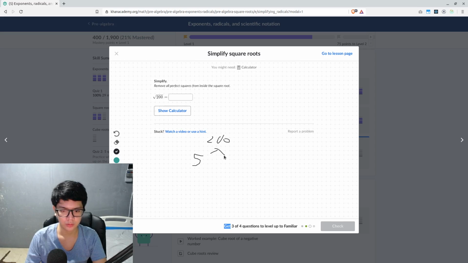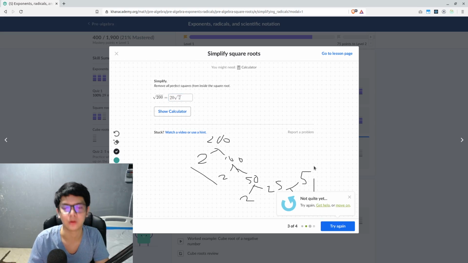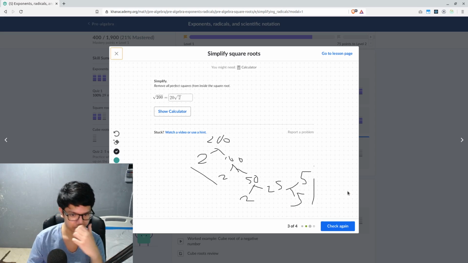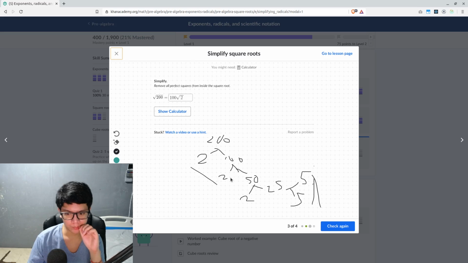200 is, let's do 2 and 100, 2 and 50, 2 and 25, and then 5 and 5. So 5 and 10 times 20 square root 2, please. Oh, I got it wrong. 2 times 2 is 25. 25 times 4 is 100, and we're left with 2.